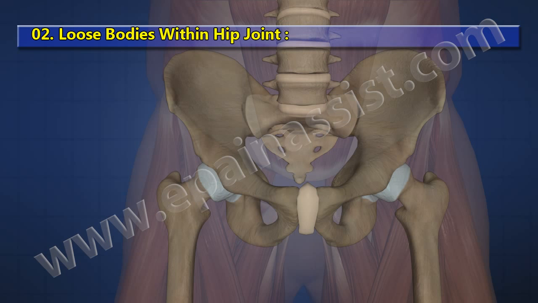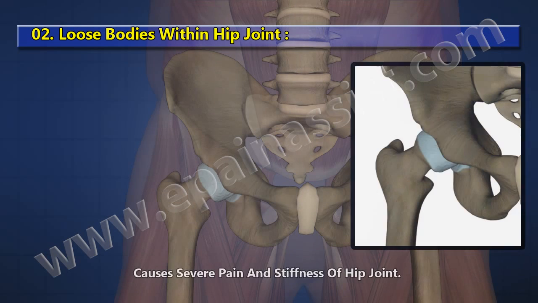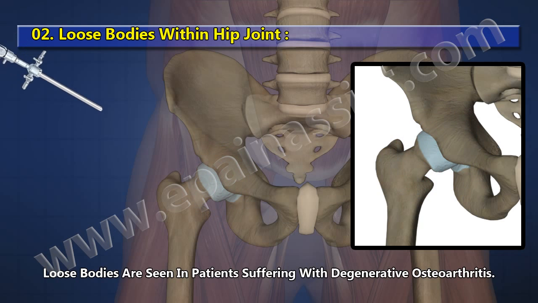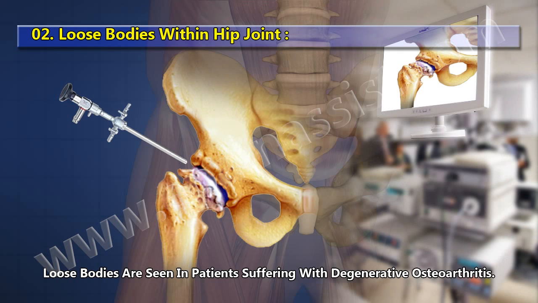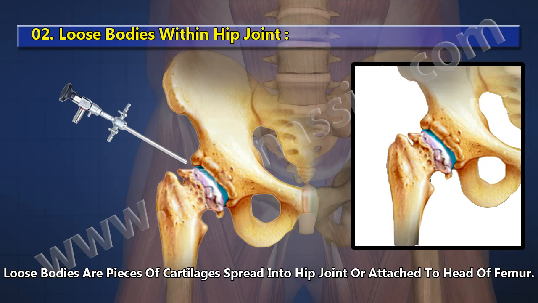Loose bodies within hip joint cause severe pain and stiffness of hip joint. Loose bodies are seen in patients suffering with degenerative osteoarthritis. Loose bodies are pieces of cartilage spread into hip joint or attached to head of femur.